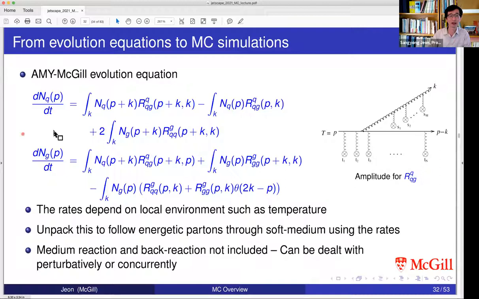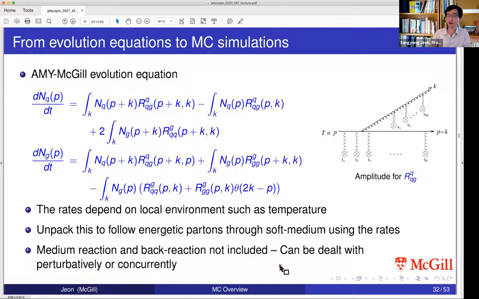Okay, of course, these rates now all depend on local environments, such as temperature and the chemical potential. Now, this is what's usually being written down, okay? So all you have to do is just get the expression for these rates, and then you can do simulation.